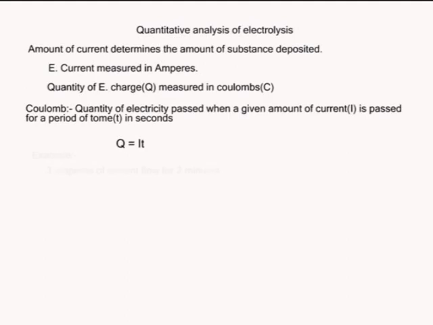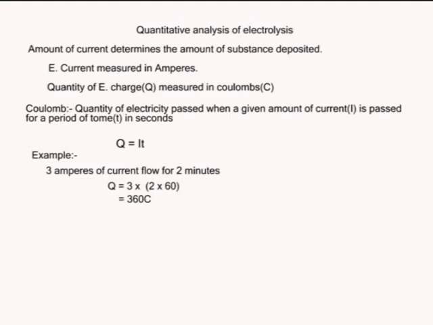For instance, if 3 amperes of current flow for 2 minutes, the quantity of charge is given by Q equals 3 times 2 times 60. You need to convert 2 minutes into seconds, and we get 360 coulombs.